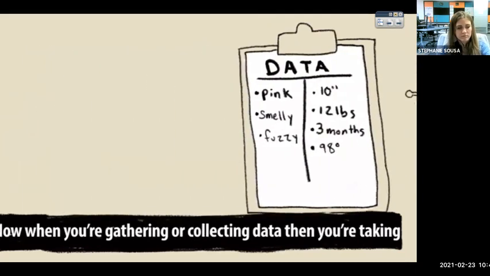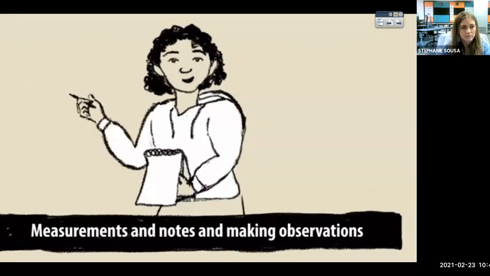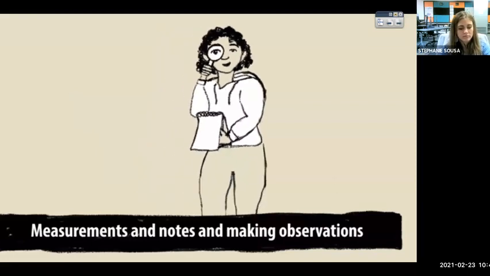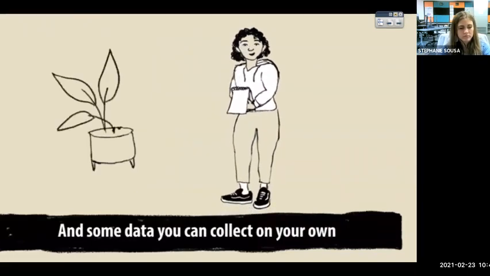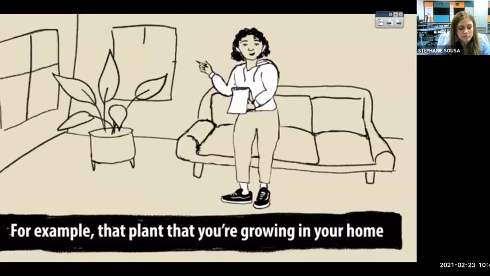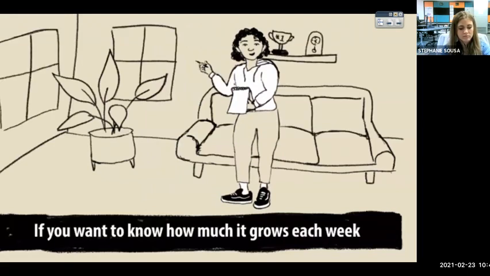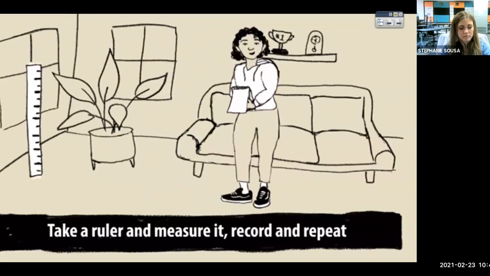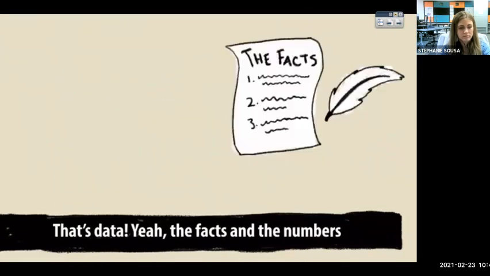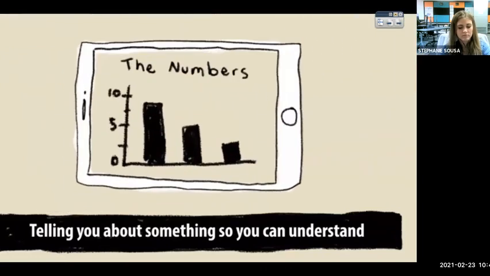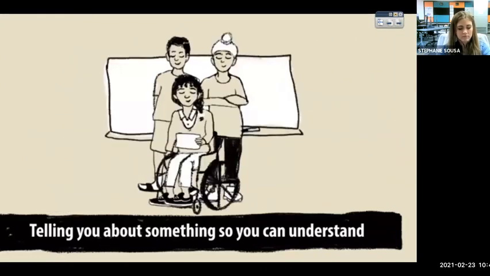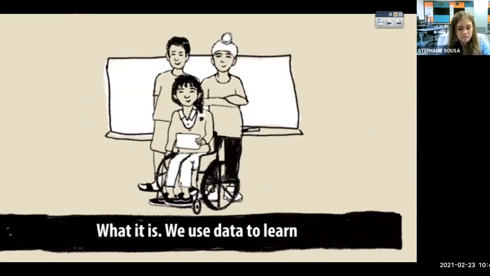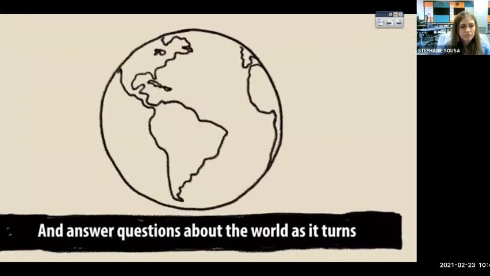Now when you're gathering or collecting data, you're taking measurements and notes and making observations. And some data you can collect on your own. For example, that plant that you're growing in your home, if you want to know how much it grows each week, take a ruler and measure it, record and repeat. That's data. The facts and the numbers telling you about something so you can understand what it is. We use data to learn and answer questions about the world as it turns.